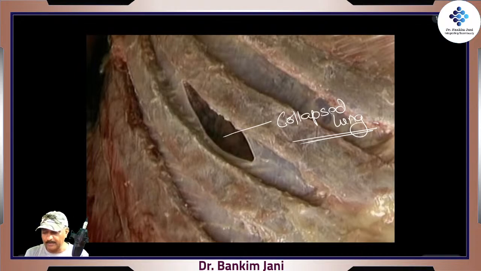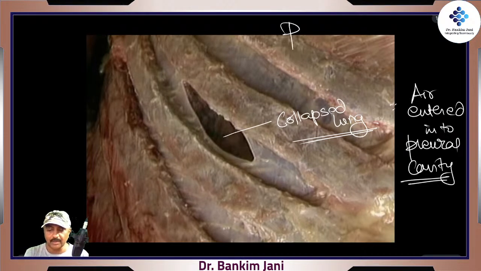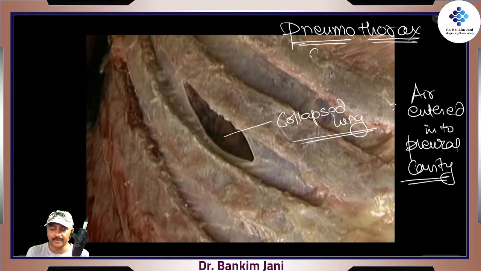This is the lung collapse because air entered between that parietal and visceral pleura, that is the pleural cavity, right? So as air entered into pleural cavity, and when the air has entered into pleural cavity, we call it pneumothorax. Pneumo means air, so it is like air has entered into thorax.